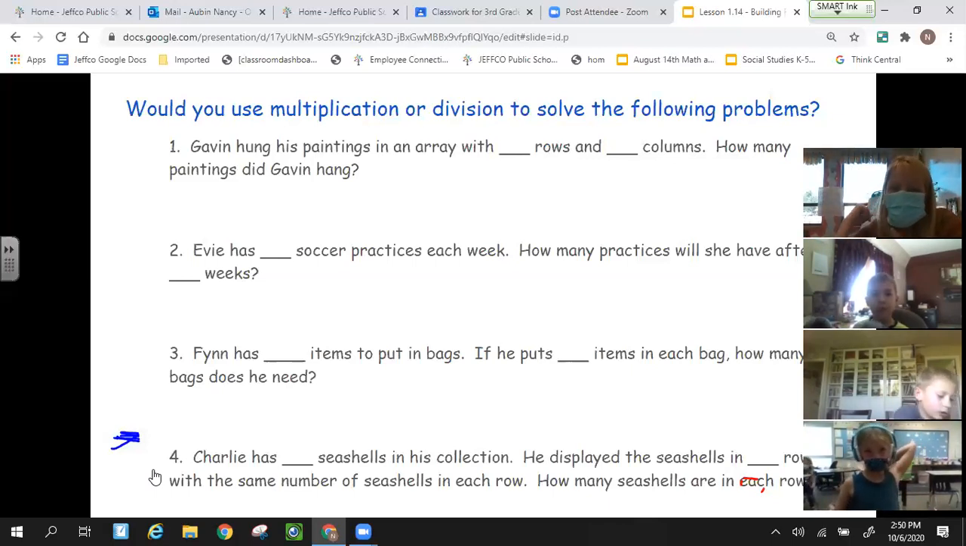Number 2, Evie has blank soccer practices each week. How many practices will she have after blank weeks? Again, the numbers don't matter. I want you to visualize this. Multiplication or division, write it on your board, show me on your fingers. And then because my eyes are so bad, I'm going to ask you to stand up.